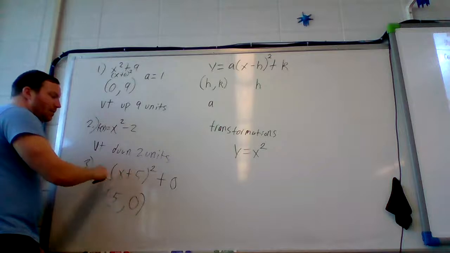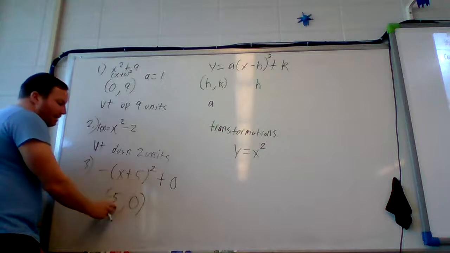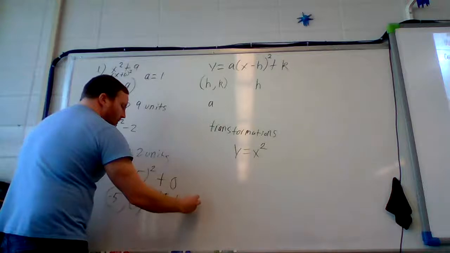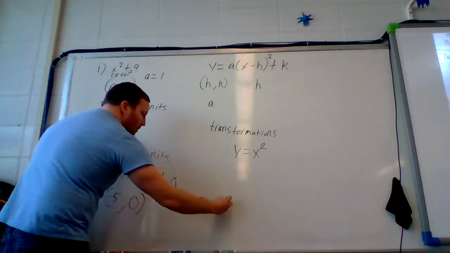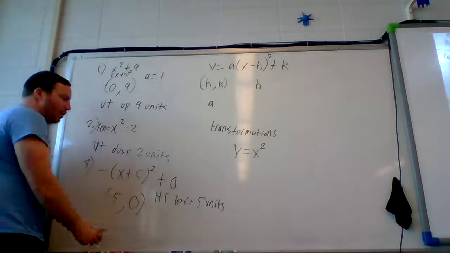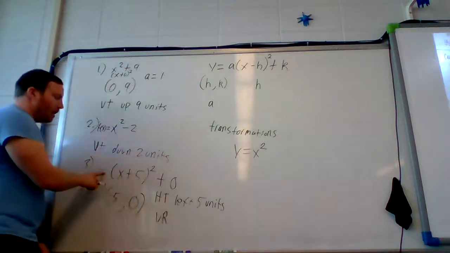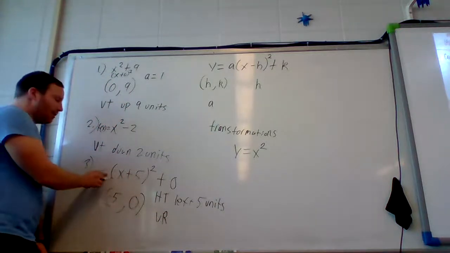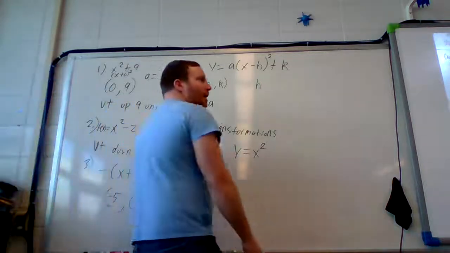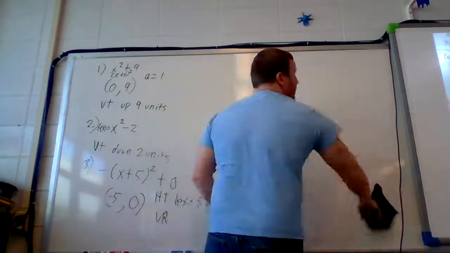Our transformations that took place, we shifted to the left 5 to get that vertex. So we have a horizontal translation left 5 units. And we also have this negative out front. Our a value is negative 1, which means we have a vertical reflection across our x-axis because it's a negative leading coefficient. The 1 means we do not stretch or compress at all. So let's look at our next.